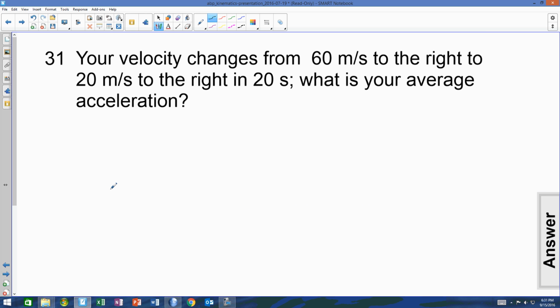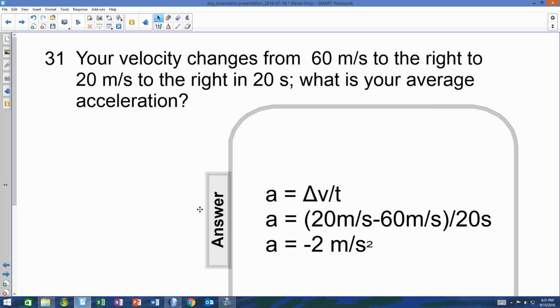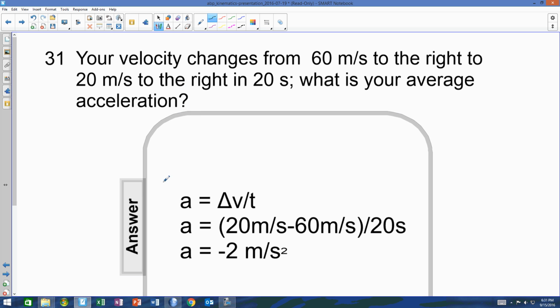Again, once I'm done reading the problem, pause the video, solve the problem, and then restart the video. Your velocity changes from 60 meters per second to the right to 20 meters per second to the right in 20 seconds. What is your average acceleration? Okay, so let's take a look at the solution. Our acceleration is equal to delta v over delta t. We end up with 20 meters per second, we started with 60 meters per second. Dividing that by 20 seconds, we end up with negative 2 meters per second squared i hat.